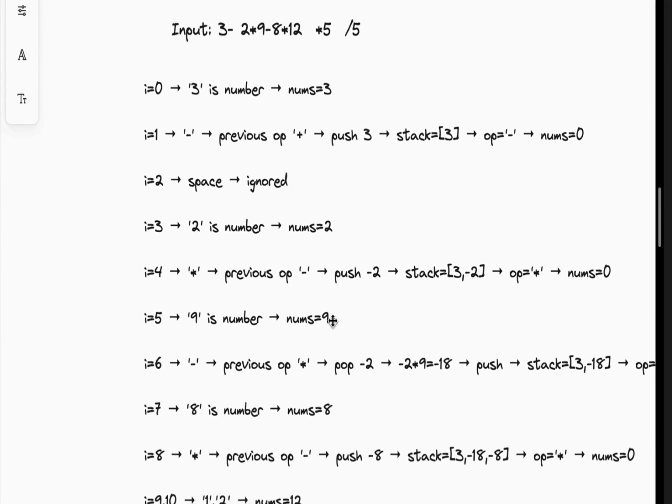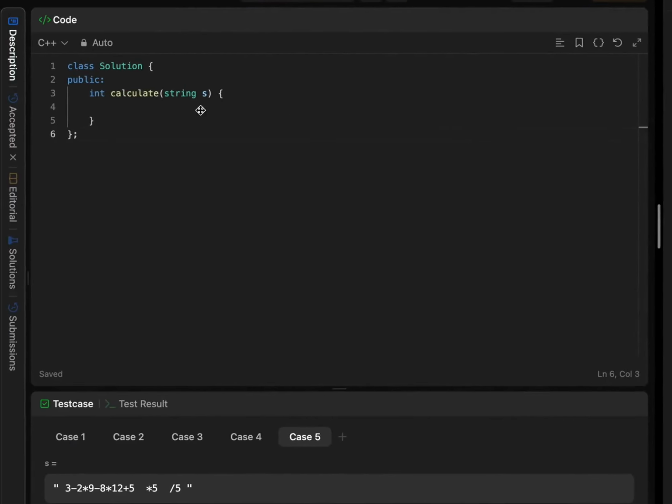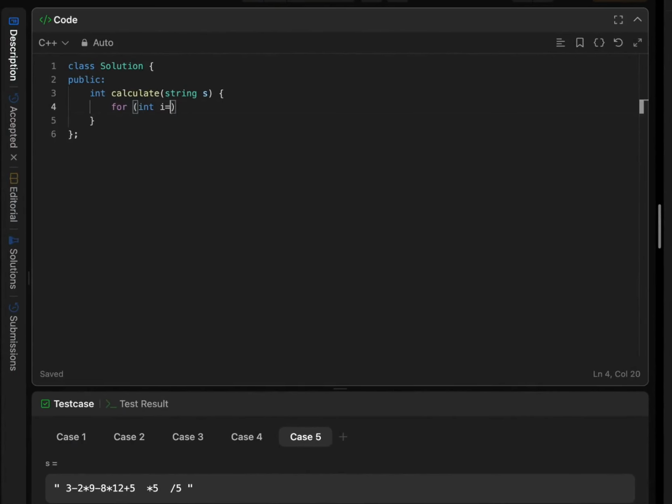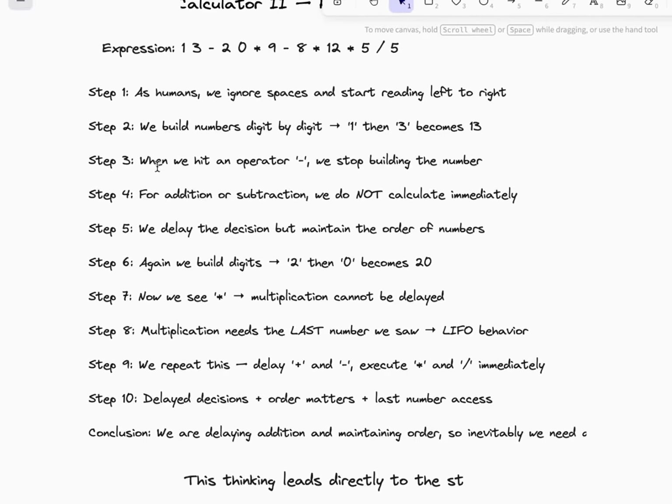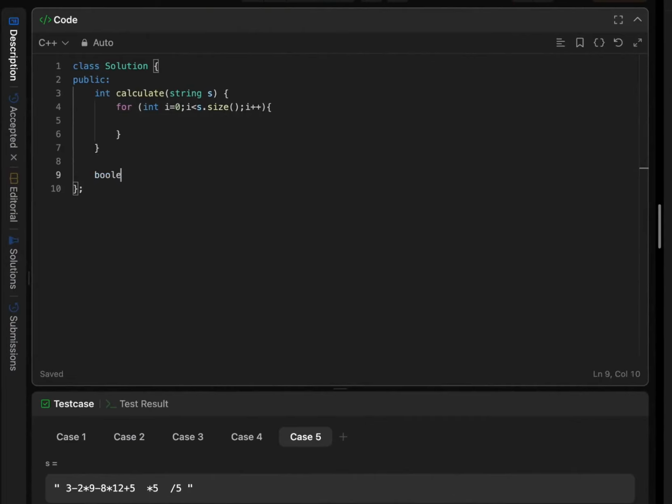So let's try to code this. The steps we have built. So as a human, we ignore spaces and start from reading left to right. Okay, so let's start. For int i equals to 0, i less than s dot size, i plus plus. Okay, we build a number digit by digit, 1, then 3 becomes 13. So now we have to check if our character is a digit or not. Bool is number.